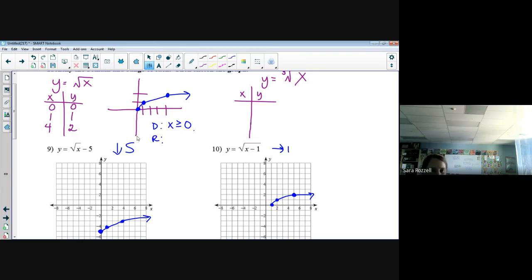And for our range, what's the first Y value we see? Our Y value is also 0 and then it gets higher. Then we have a 1, then we have a 2, then we would have a 3. So for this one, our Y value is greater than or equal to 0. So that's on our basic one. When we shift it, it's going to change. The X and the Y could change or they could both change. So we'll see what these are.